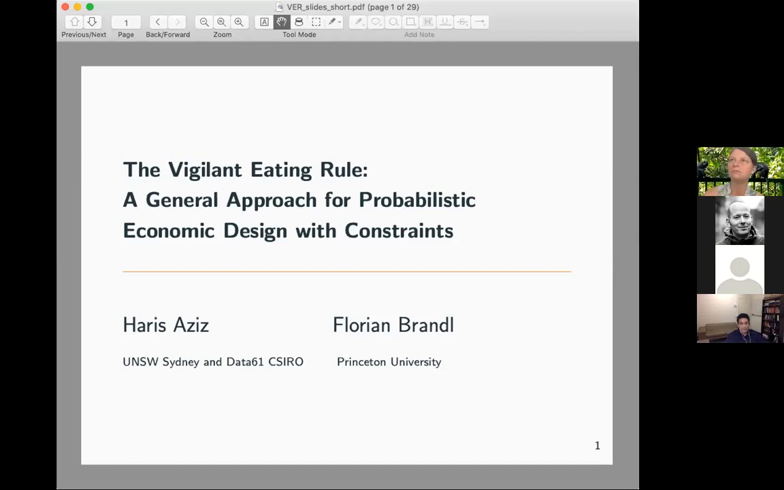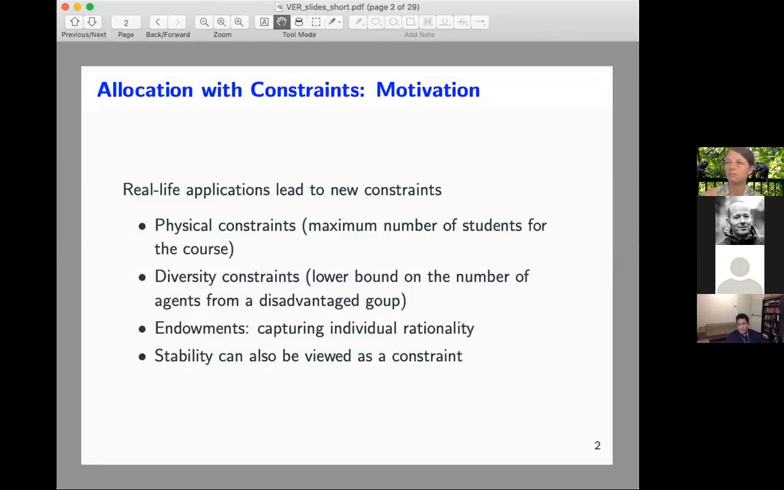And as you all know, one of the major success stories in algorithmic economics is the application of matching algorithms in various application domains. So one pattern that arises here is that new applications give rise to new constraints, be they physical constraints, for example, maximum number of students per course. They may be affirmative action diversity constraints, or they could be individual rationality requirements. In this particular paper, we will even take stability requirements as feasibility constraints.